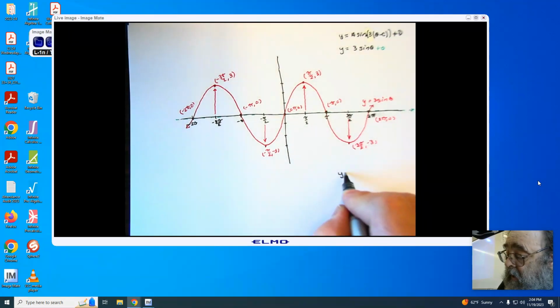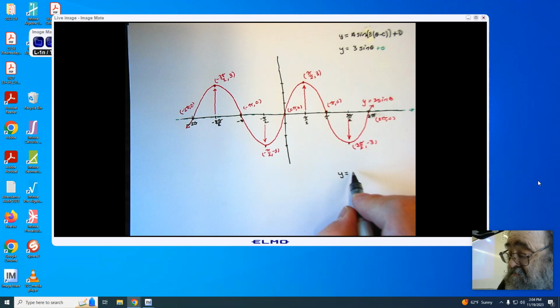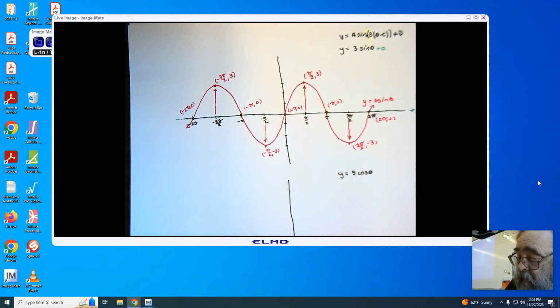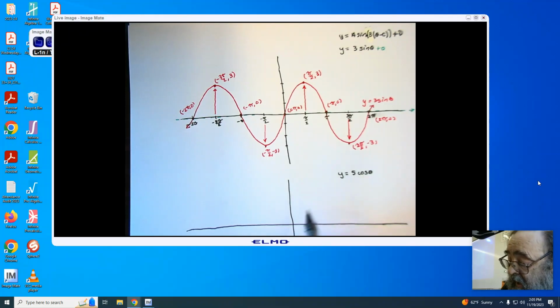Y equals, and let's now do a cosine, so let's go ahead and do 5 cosine theta. We could do a negative, that would just cause us to reflect through the axis, and it would not be too much difficult, or not too much off. Maybe we'll do another one of those in just a minute. So I'm now going to break off 5: 1, 2, 3, 4, 5, 5 up, 5 down, 1, 2, 3, 4, 5.